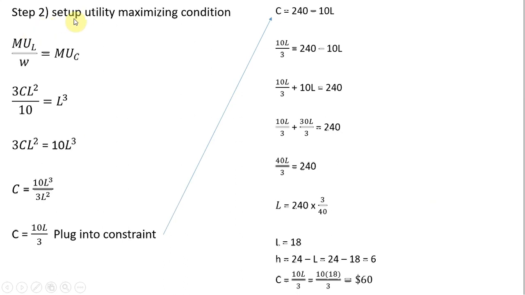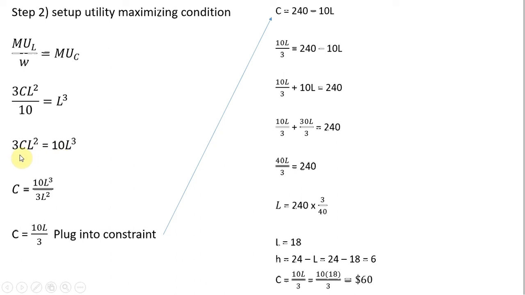The next step is to set up the utility maximizing condition, which is given by the marginal utility of leisure divided by the wage, and that will equal the marginal utility of consumption. Substituting in for the marginal utility of leisure, we plug in what we saw in the first slide, 3 times C times L squared, and that's all divided by the wage of 10. And the marginal utility of consumption we saw was L cubed. Multiplying both sides through by 10, we move this 10 over to the right-hand side, we get this.